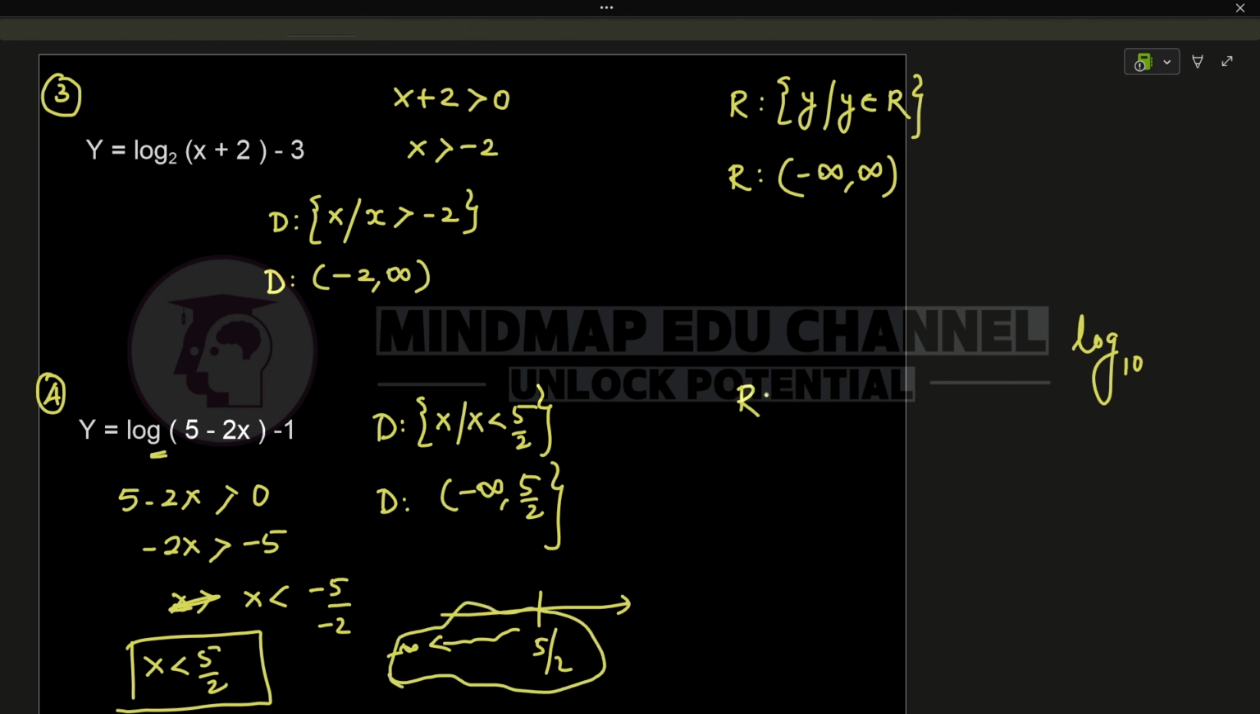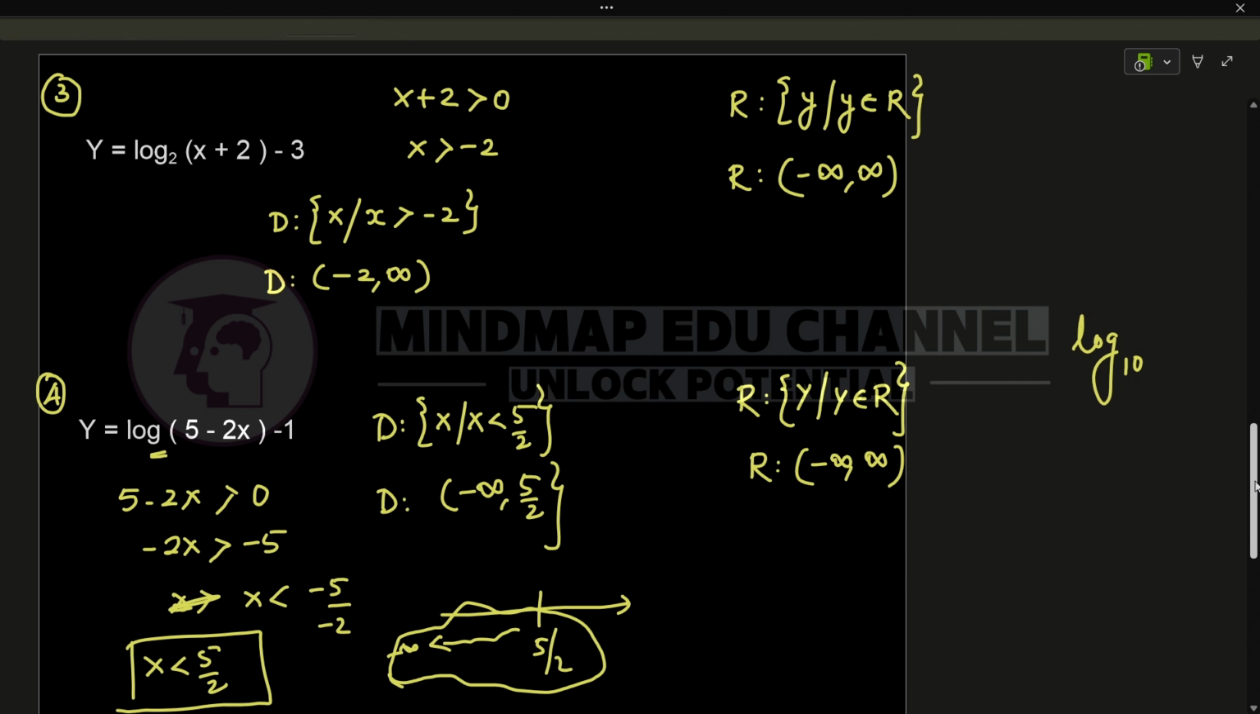And about the range, remember, the range of any logarithmic function is always the set of y values such that y is the set of all real numbers. And in interval notation, the range can be written as minus infinity to plus infinity.